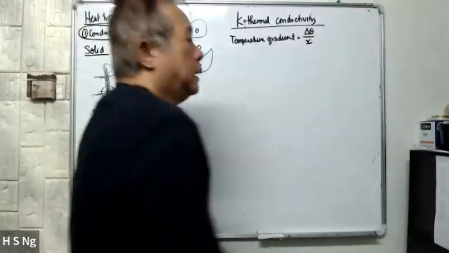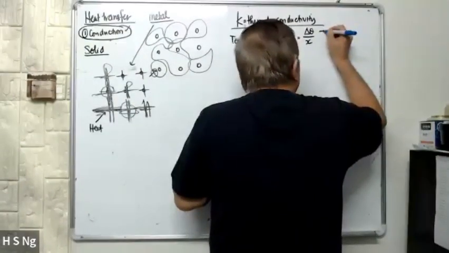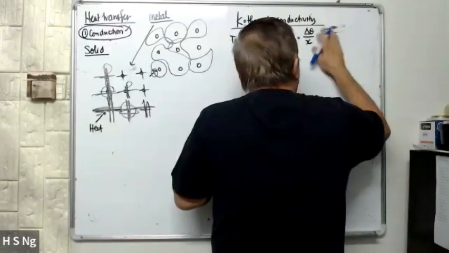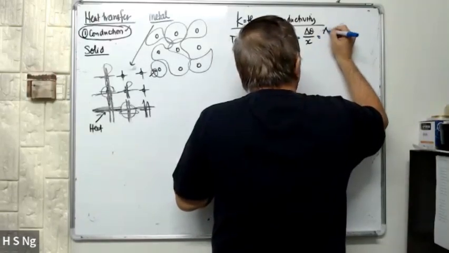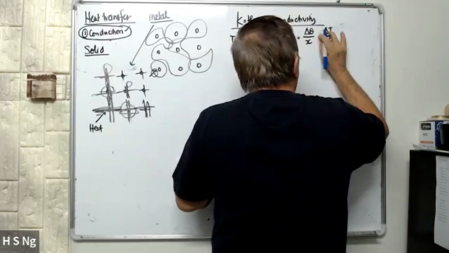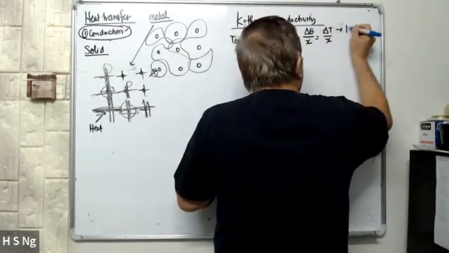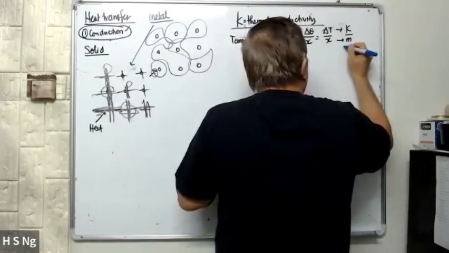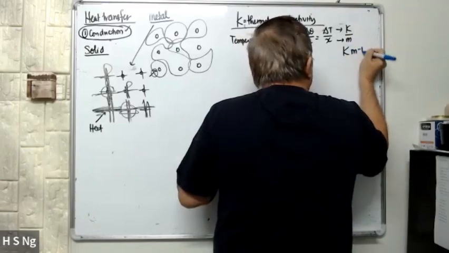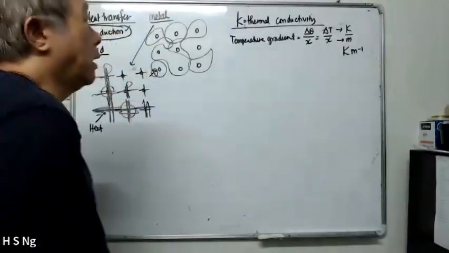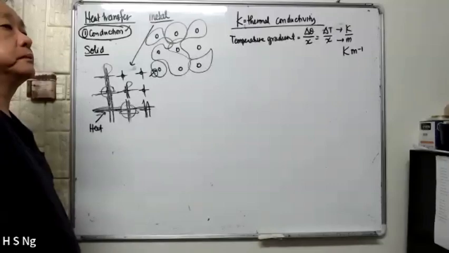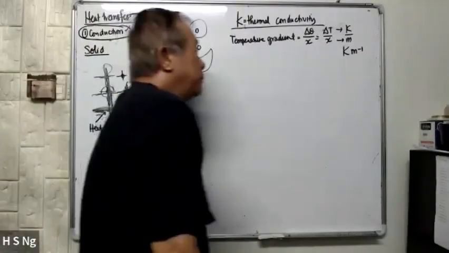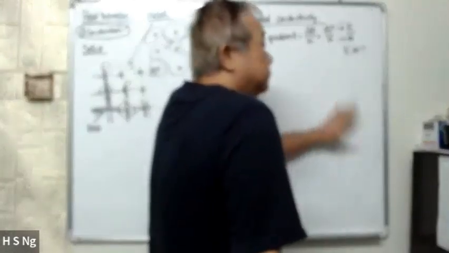So the unit we use is Kelvin, because basically this one is the same as this and this. So the SI unit is Kelvin per meter. So temperature gradient is Kelvin per meter.